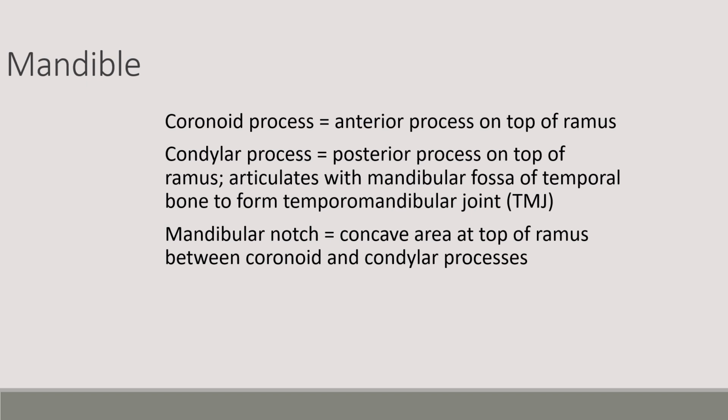The mandible on the rami has a condylar process, a coronoid process, and a mandibular notch, a sweeping arc in between the two. I'm sorry, not the coronoid, the condylar process includes the neck and the actual condyle of the mandible, and that articulates with the mandibular fossa of the temporal bone to form our TMJ joint, which we have special x-rays for as well.